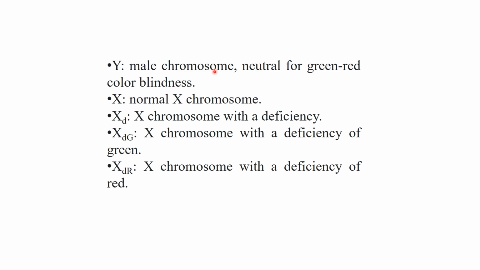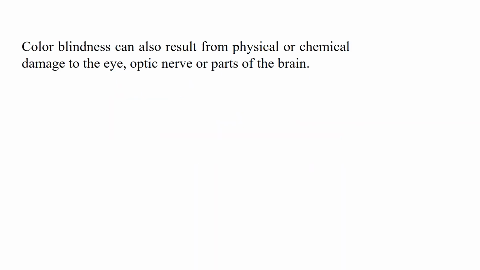Y chromosome that is neutral for green-red color blindness, इस पे कोई जीन मौजूद नहीं है, न्यूट्रल है. X that is a normal X chromosome. XD that is the X chromosome with the deficiency, XDG deficiency with the green color, and XDR that is the X chromosome with the deficiency of the red color. अब डिपेंड करता है कौन सी डिफिशियंसी है, उसकी बेस पे ही ट्रांसमिशन होगी और जो ऑफस्प्रिंग है वो अफेक्ट होंगे. Color blindness can also result from physical or chemical damage to the eye, ऑप्टिक नर्व्स और पार्ट्स ऑफ द ब्रेन. अगर आईज में, ऑप्टिक नर्व्स में या ब्रेन को पार्ट डैमेज है, उससे भी कलर ब्लाइंडनेस हो सकती है.